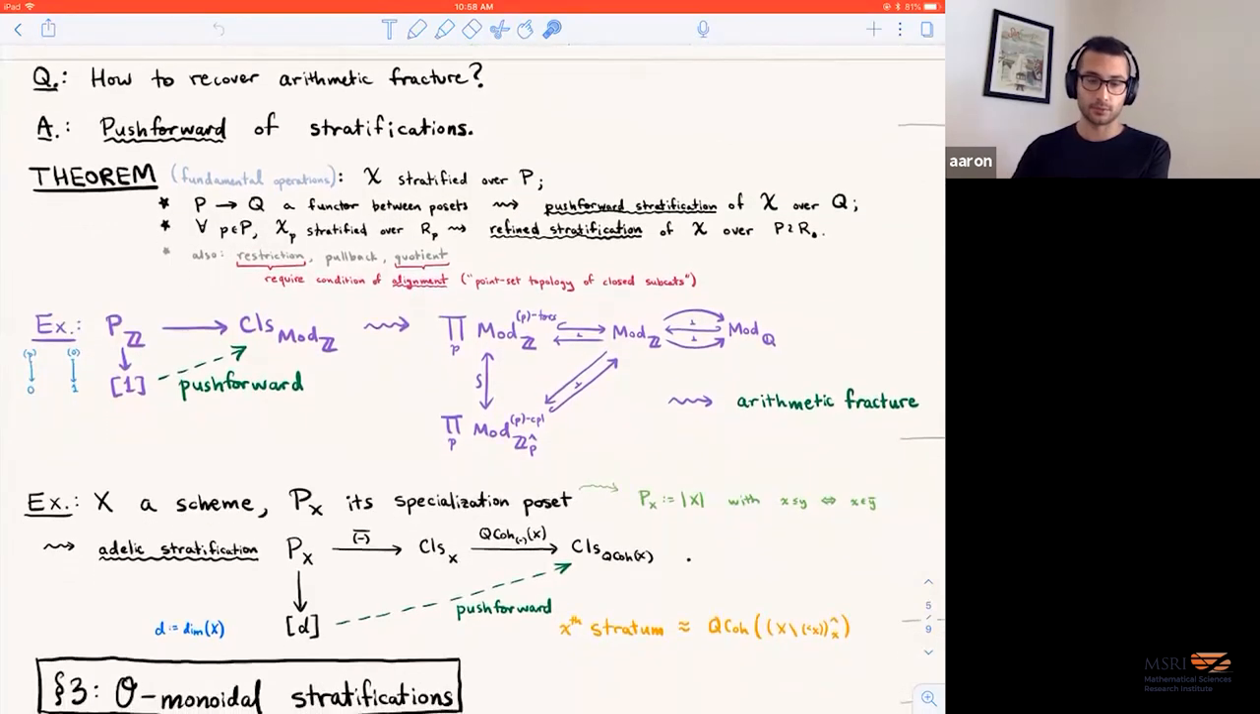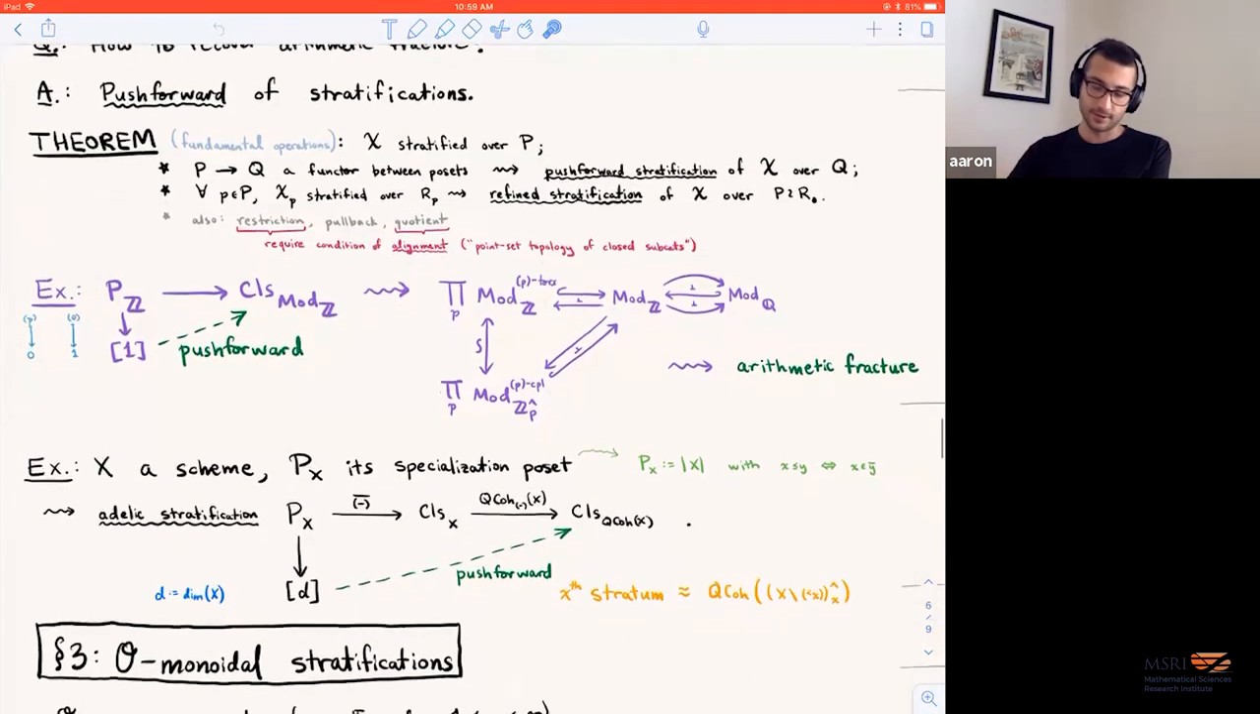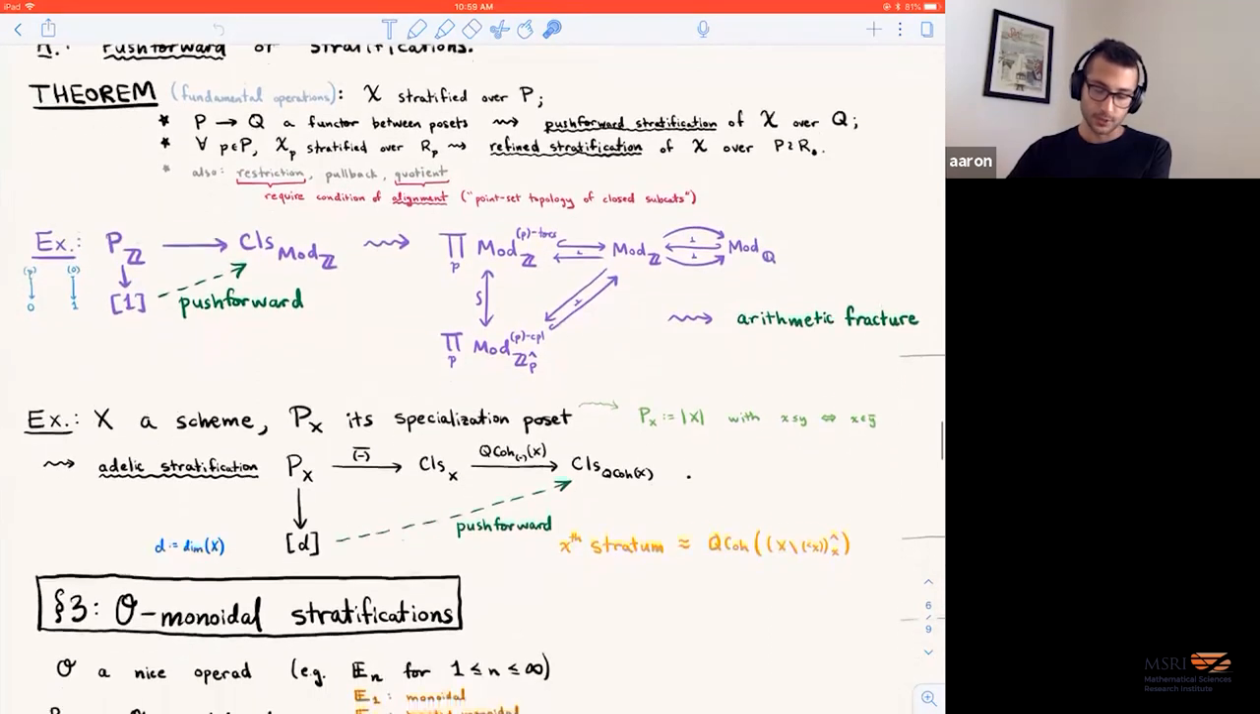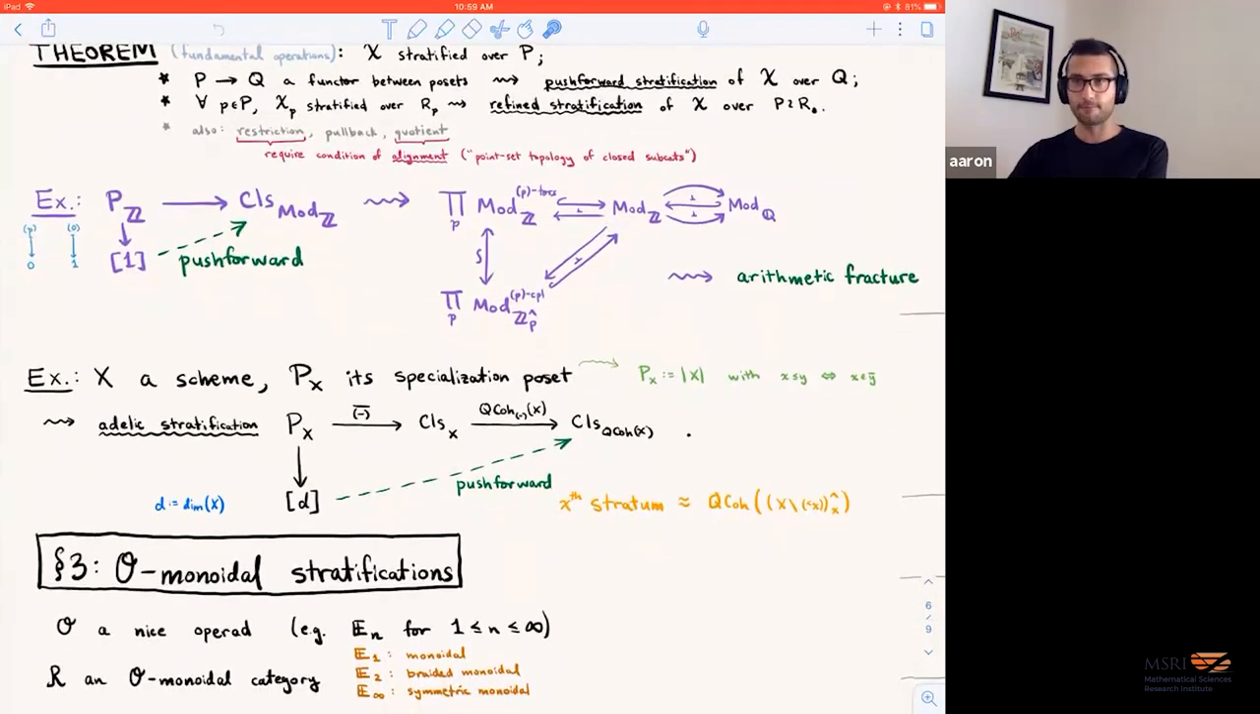Okay, so I'll now talk about O-monoidal stratifications, and something that I find really satisfying is that this requires almost no additional setup. It's all like for free. We're doing infinity category theory, infinity-2 category theory even a little bit, and yet all we need to do is check some conditions about functors between posets. That's great.